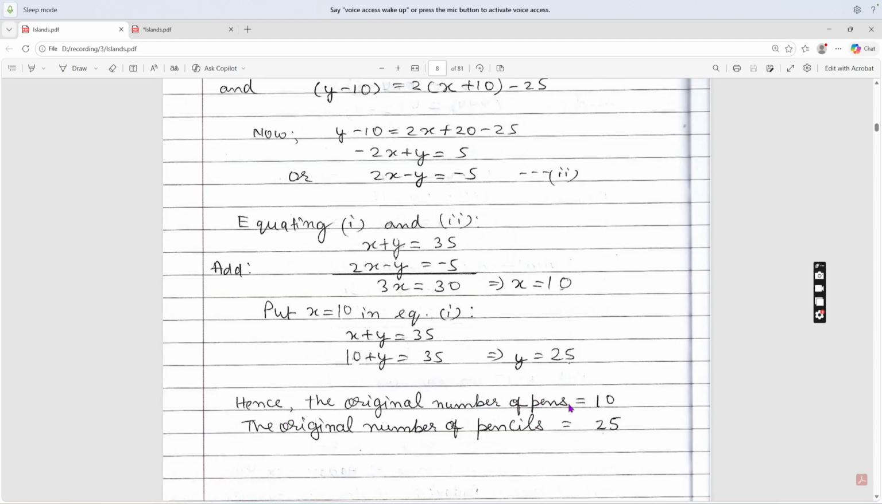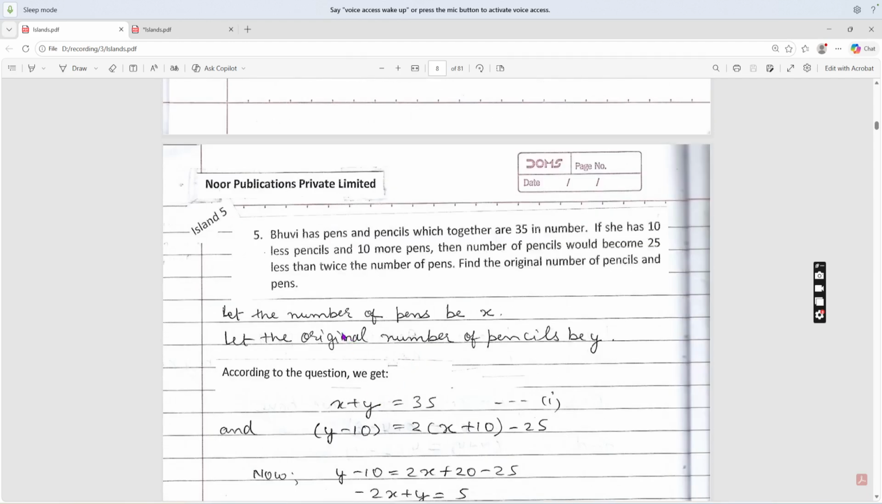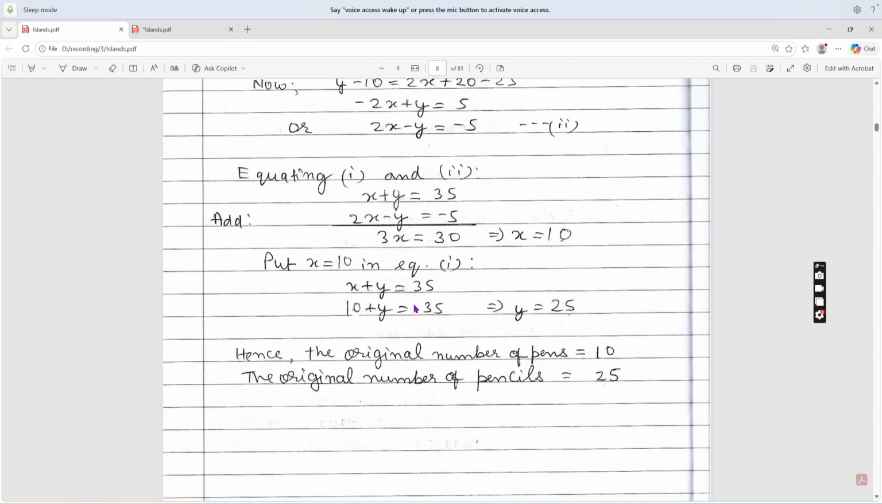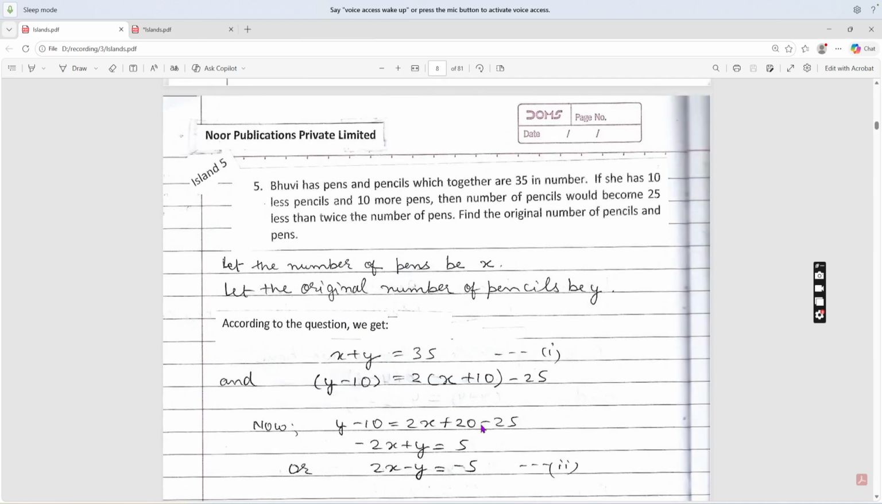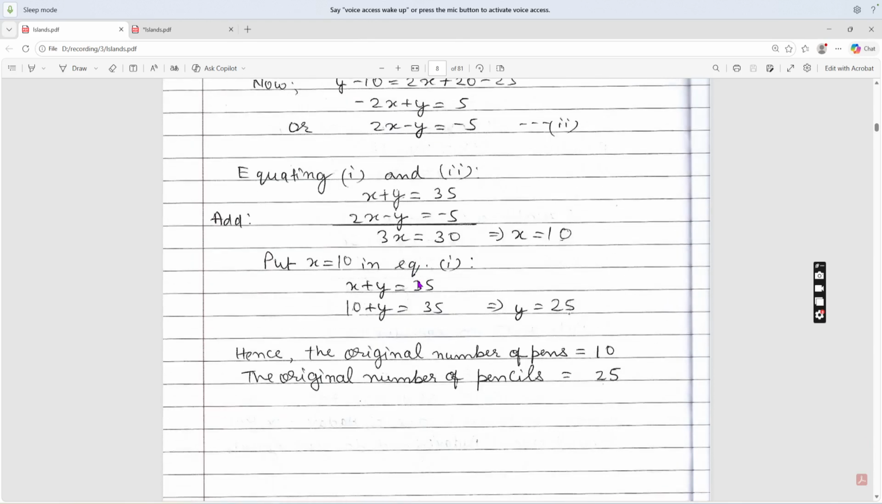Hence the original number of pens is x, which we have found to be 10, and the original number of pencils is y, which is equal to 25. And see, when we add these two, we get 10 plus 25, that is 35, and that is what is written in the beginning of the question, that the total number would be 35.